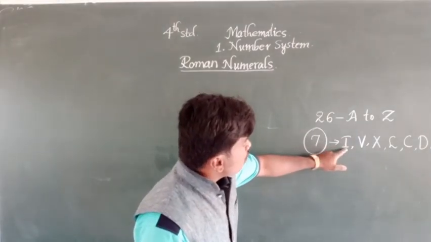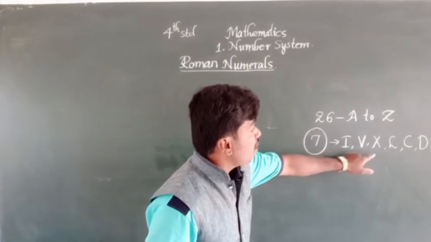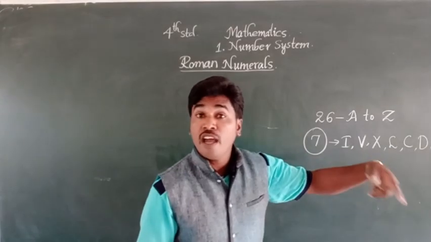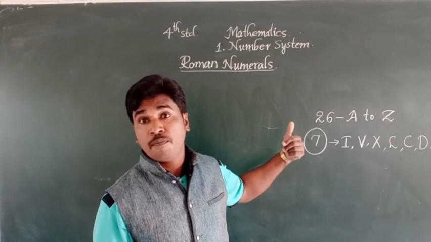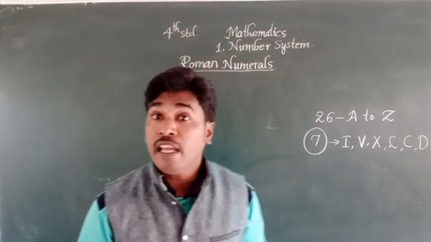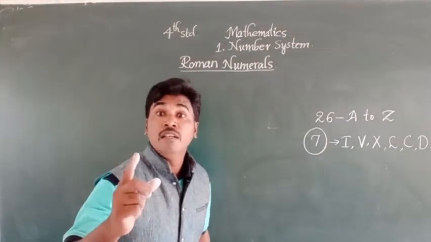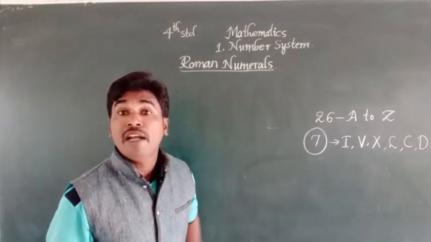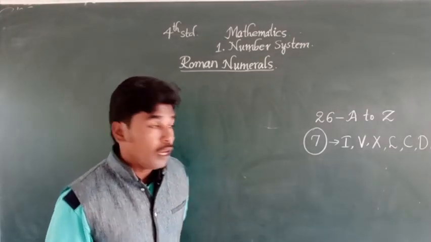Then what is the value of I? What is the value of V, X, L, C, D and M? We should discuss here. Okay? How many letters are there in the Roman numerals? There are 7 English alphabet letters. Okay?